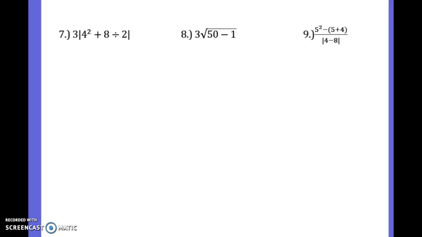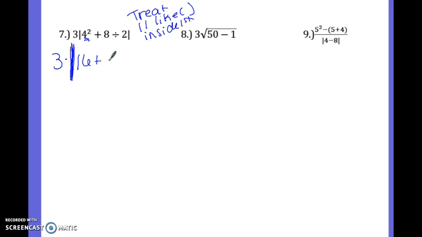Number 7, these are your absolute values. You treat absolute value like parentheses: inside first. So let's do our exponent. 4 squared is 16. So 3 times absolute value, and I like to make them real big so I can tell they're absolute value and they're not ones.